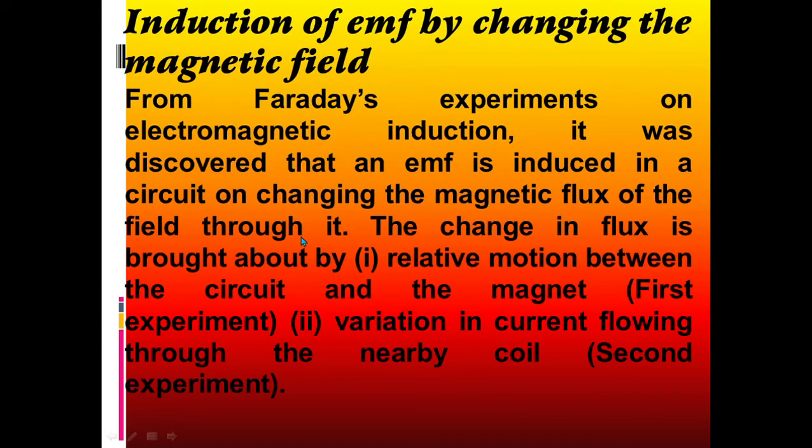Once again, in Faraday's experiment on electromagnetic induction, it was discovered that EMF is induced in a circuit on changing the magnetic flux of the field through it. The magnet placed nearby the coil is moved towards the coil, then away from the coil. The magnetic flux linked with the coil will change. So the change in magnetic flux produces the induced EMF in the coil. The change in flux is brought about by relative motion between the circuit and the magnet. That is the first experiment. The second experiment is variation in current flowing through the nearby coil.